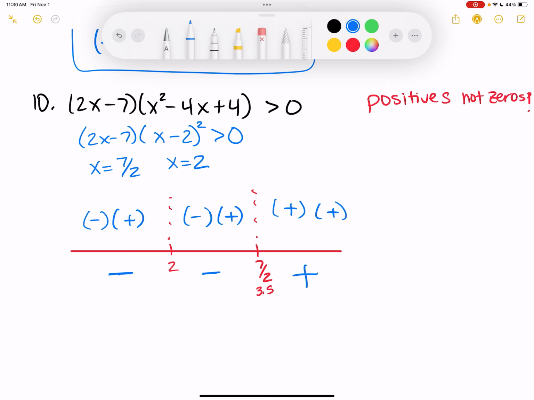So, since I don't want the zeros here, I'm going to have parentheses. I need the positive values, so I'm looking at 7/2, or you can write it as 3.5, or however you want to write it, to infinity. So that gives me the positive values, not zeros. All right, are there any questions on that before we get into the ones that are a little harder?